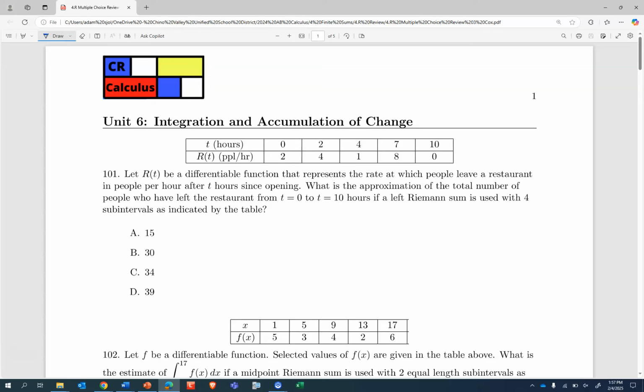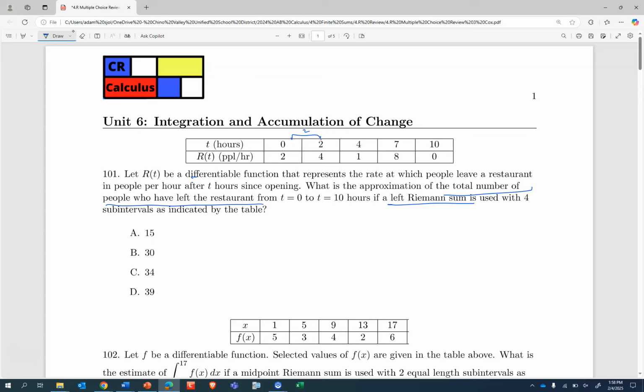Okay, 101. Let r of t be a differentiable function that represents the rate at which people leave a restaurant in people per hour, t hours after opening. Okay, that's in the table, that makes sense. What is an approximation of the total number of people who have left the restaurant from t equals 0 to t equals 10 if a left Riemann sum is used with 4 subintervals indicated by the table?